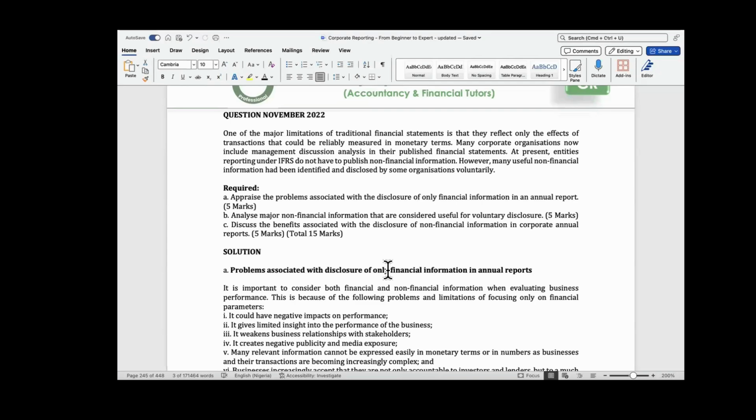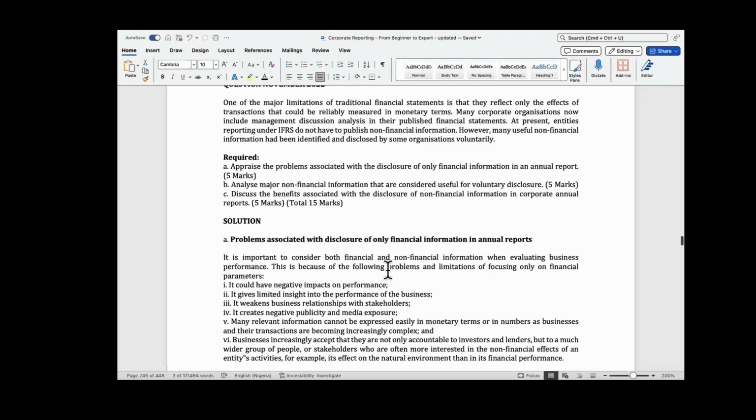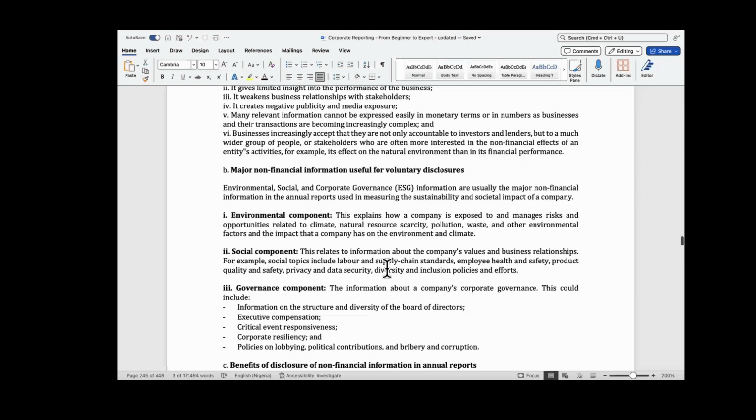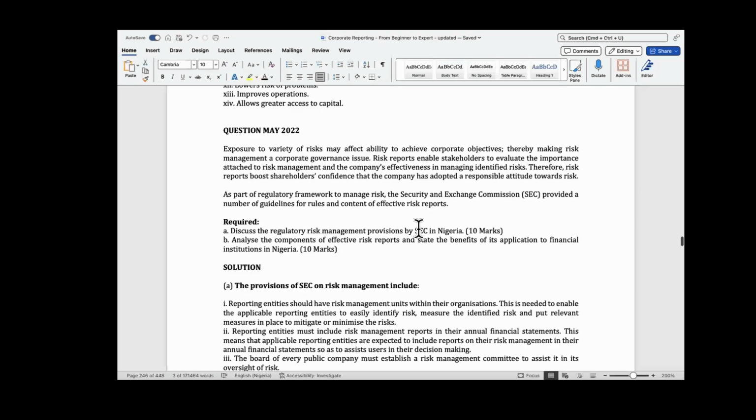If you just look through it, you will see a lot of repetition. It's the same thing they are asking, diet in, diet out. Like this one in May 2022: discuss the regulatory risk management provisions by the SEC in Nigeria and the components of an effective risk report. They asked it in May 2022, and it was there again last diet.